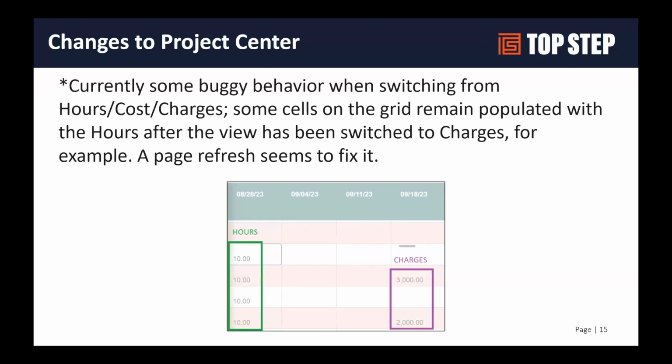We did see a little bit of buggy behavior, so just be aware if you are swapping between hourly and costing versus charges. It will repaint, but we found that sometimes the repainting wasn't correct. It was still showing hours in some columns, dollars in others. The fix there is a quick page refresh. So you refresh your browser and that solves it. So just be aware if you are switching back and forth. If you see some wonky data, just do a page refresh and that will do the trick.